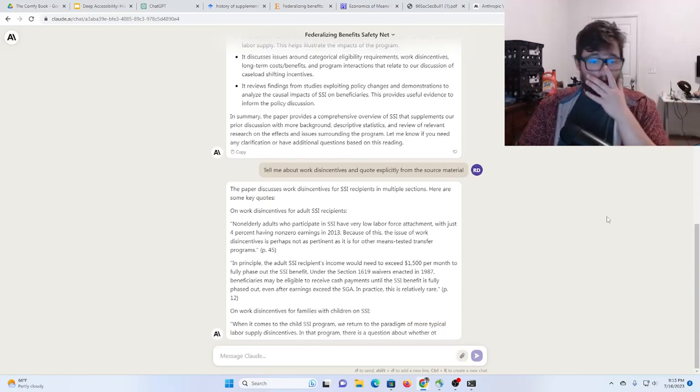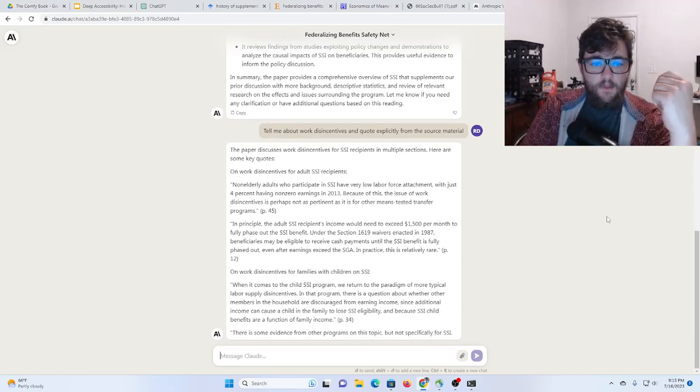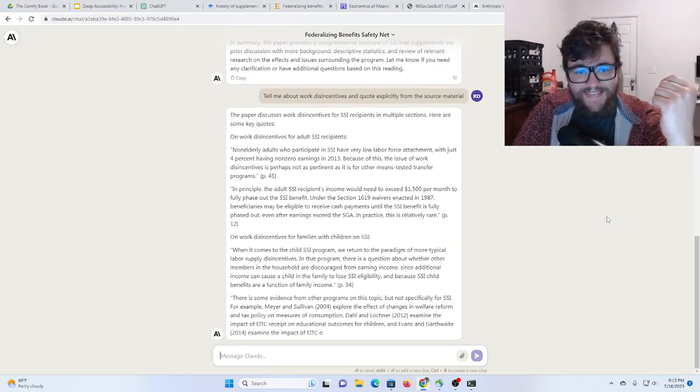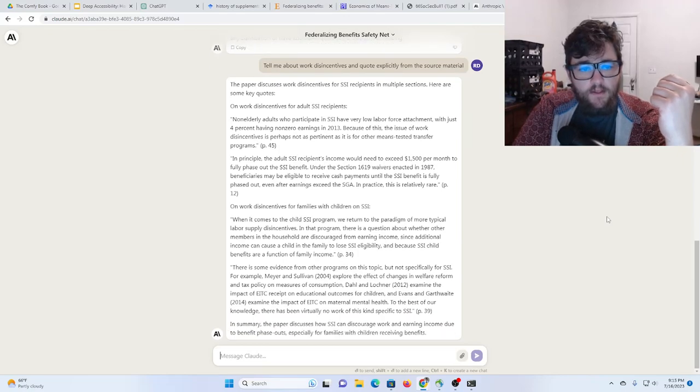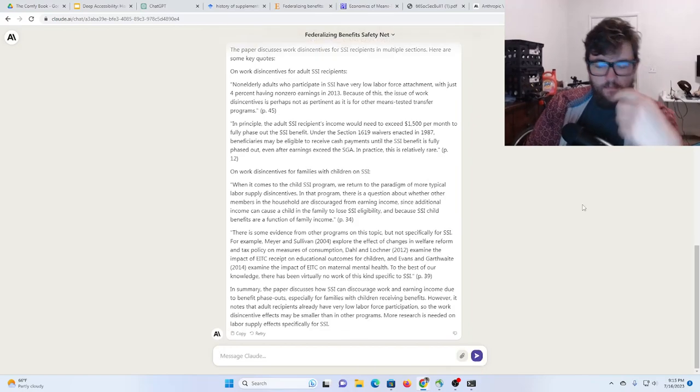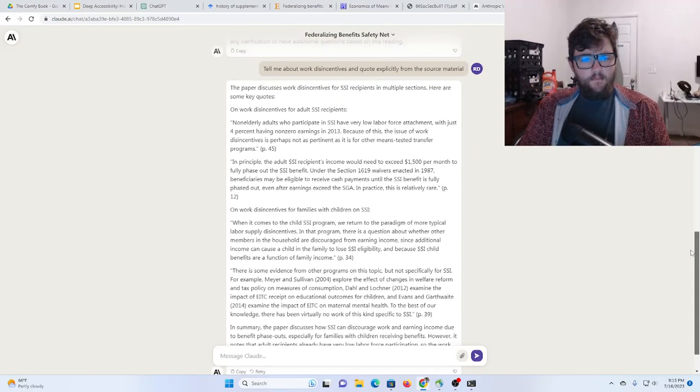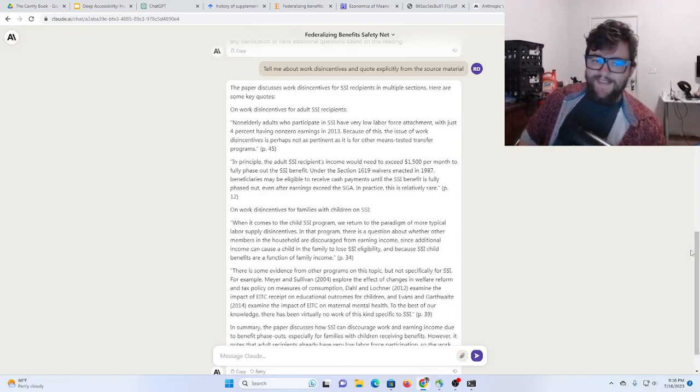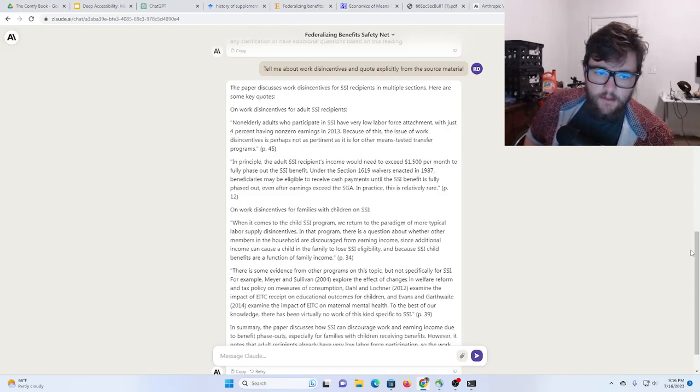Okay, so it's going to give me some direct quotes here, which is wonderful. All right, the paper discusses work disincentives for SSI in multiple sections. Here are some key points. Non-elderly adults who participate in SSI have very low labor force attachment, with 4% having non-zero earnings in 2013, and 4% having non-zero earnings 10 years ago. The issue of work disincentives is perhaps not as pertinent as it is for other means-tested transfer programs.